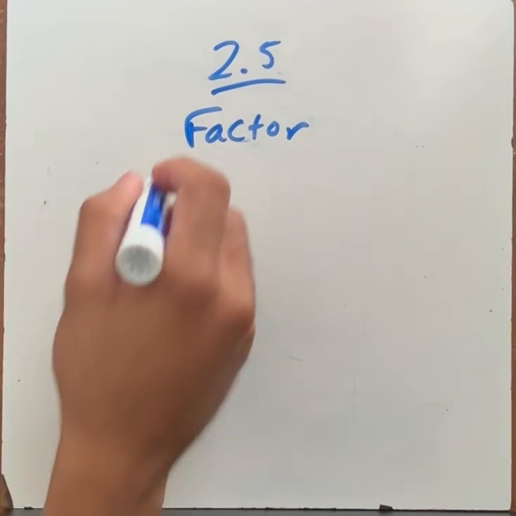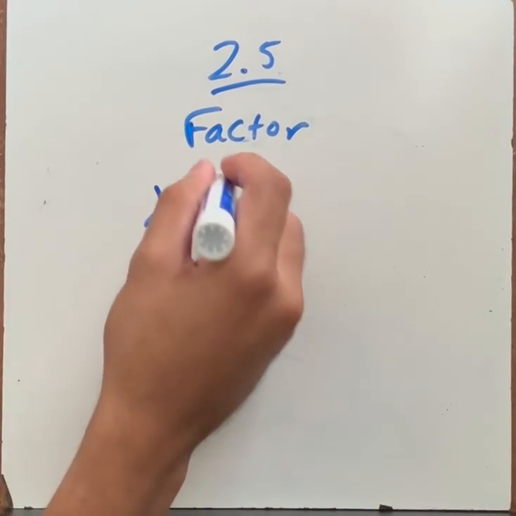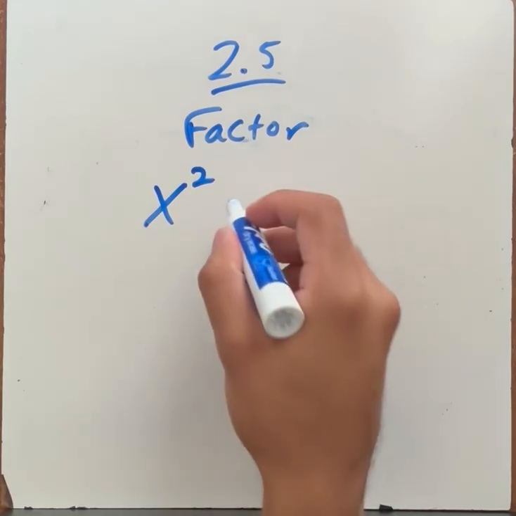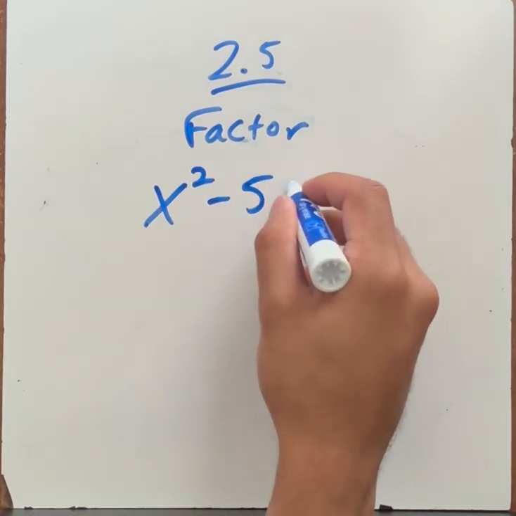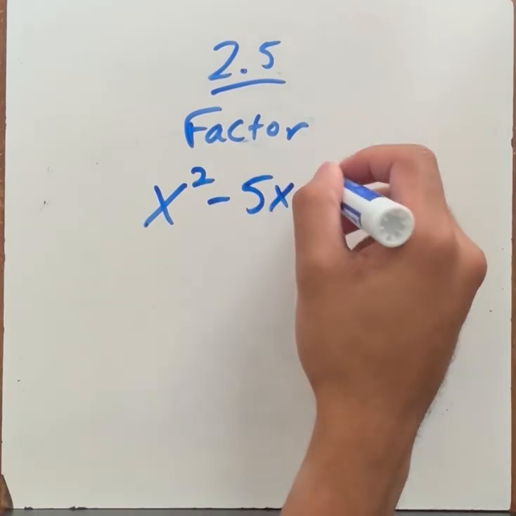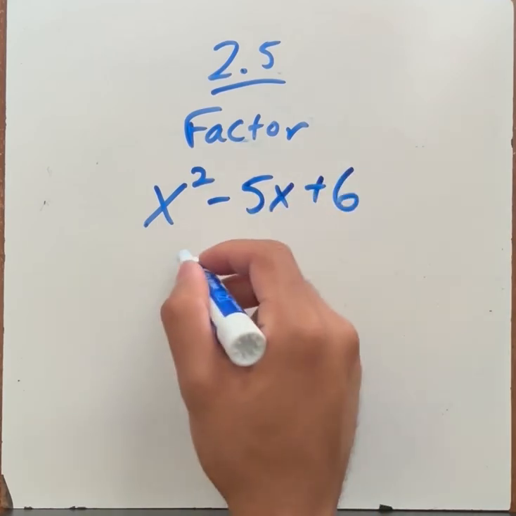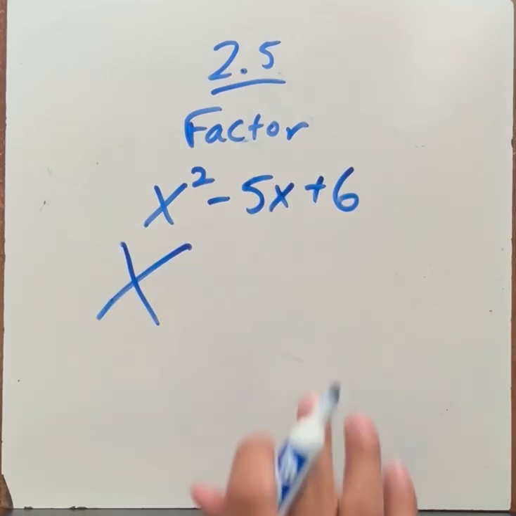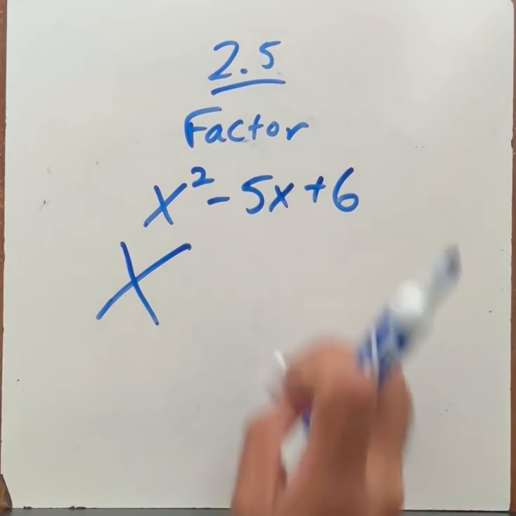So let's say that we had x squared minus 5x plus 6. Okay, making a big X, I'm actually going to erase that and move it down a little bit further.